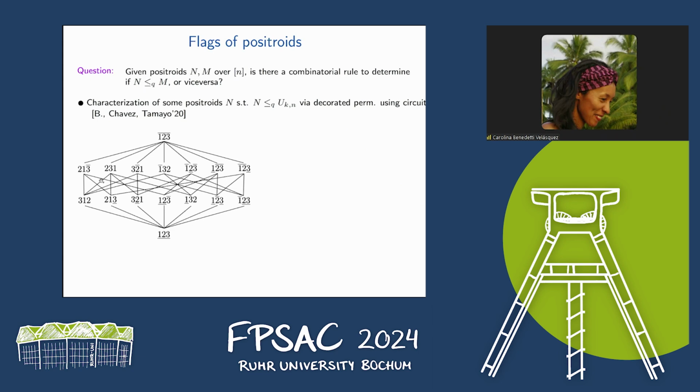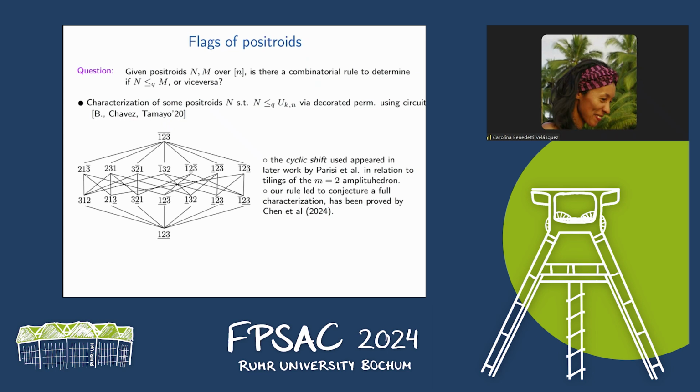And the picture I showed you a moment ago is precisely a poset on positroids where the order relation is whether N is a quotient of M or not. So that's a quotient relation. And what we did, via the decorated permutation, was determine or characterize some of the quotients of a uniform matroid. We did this just by defining a certain shifting operation in the decorated permutation.